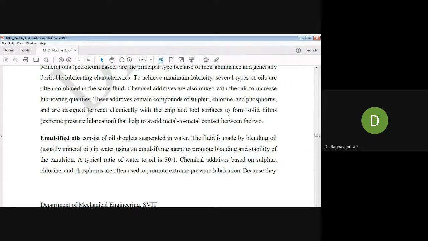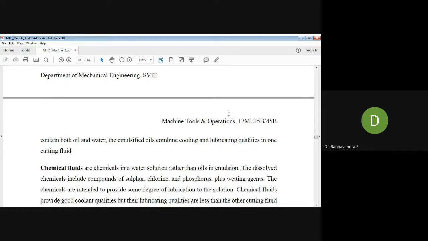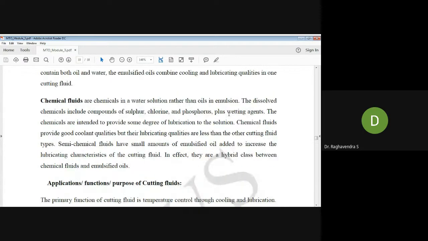So emulsified oil is an oil which is mixed with water, the fluid. Water is 30% and 1% is the oil. When you use the oil, you add a little bit of chemical additive like sulfur, chlorine, phosphorus to this. They will use these emulsified oils in some cutting process, material cutting process. This is called emulsified. Emulsified means diluted oil with the water.